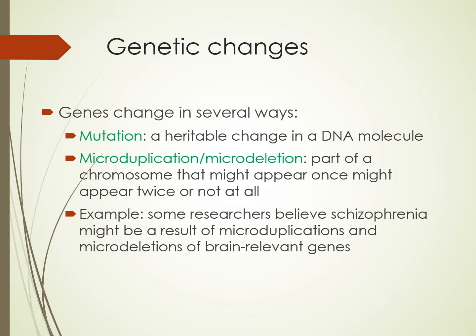Another form of gene change is microduplications and microdeletions, which is a small part of the gene either being copied or appearing twice, maybe even more than twice, or being deleted out and not appearing at all. One example is schizophrenia, but this is also what they believe for autism, that there's a genetic marker, but part of what we're seeing in the genetic codes is that they're much more likely to have these microduplications and microdeletions of brain-relevant genes.